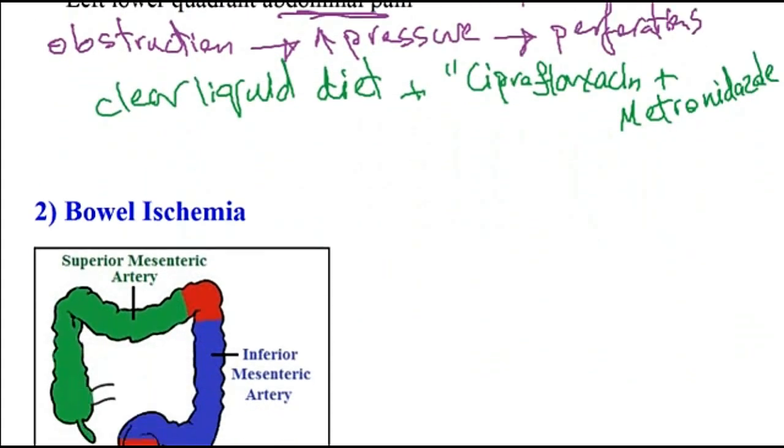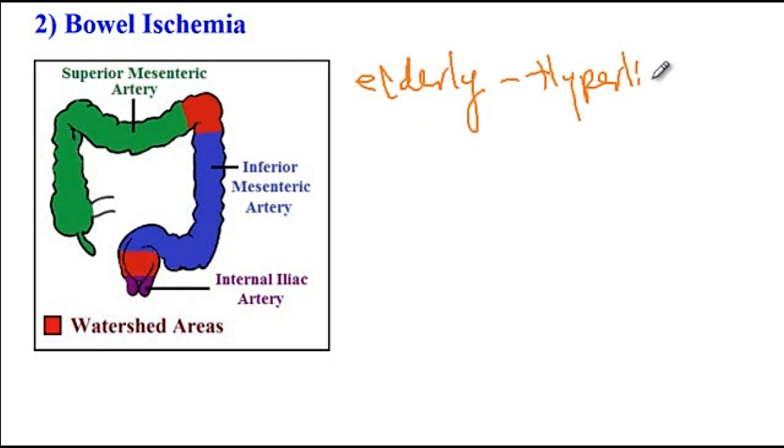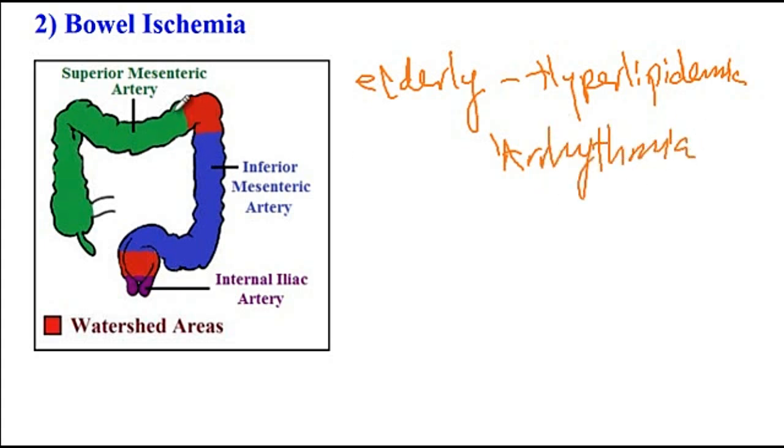The next condition that causes lower GI bleeding is bowel ischemia, which is due to decreased blood supply to the colon and is more commonly seen in elderly patients. Common risk factors for bowel ischemia include, for instance, hyperlipidemia, where atherosclerosis of the mesenteric arteries will cause decreased perfusion of these arteries. Alternatively, conditions like arrhythmia, which can cause blood clot formation and thus blockage of these arteries, can also cause bowel ischemia.